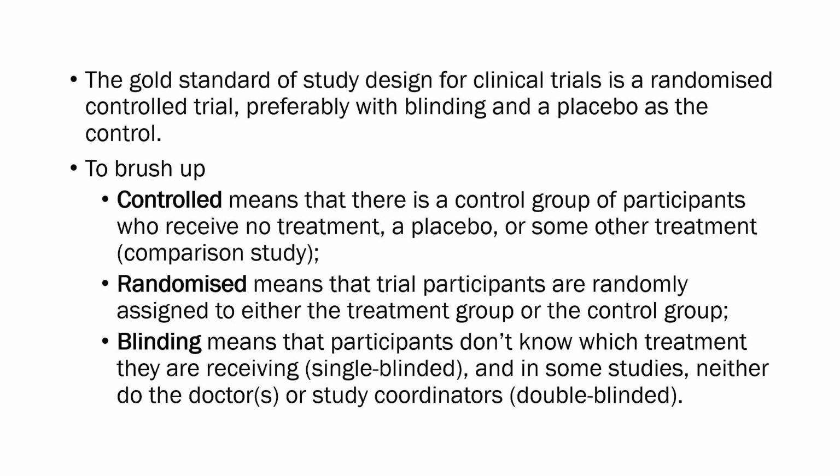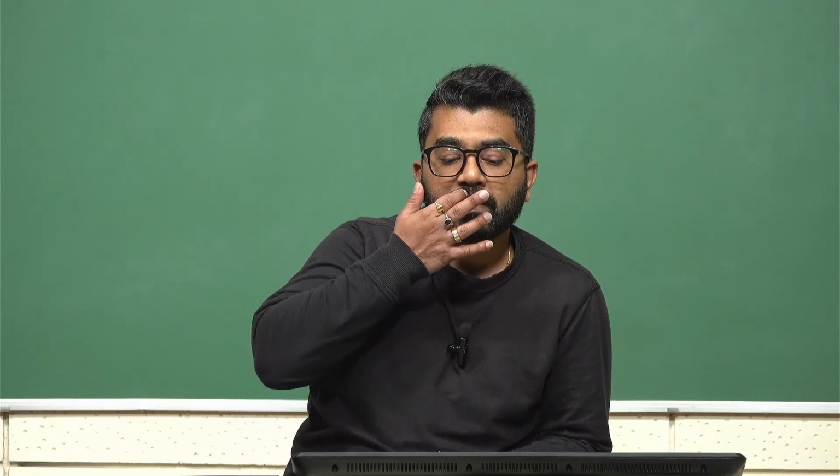To brush up, control means that there is a control group of participants who receive no treatment, right? So there could be two groups: one is not getting any treatment for wound healing, and the other has a wound healing patch, and you do not know which one is which. Of course you have to know, but the patients do not know what kind of treatment modalities are provided, and based on that you're assessing how the placebo group versus the treatment group is getting affected, right?